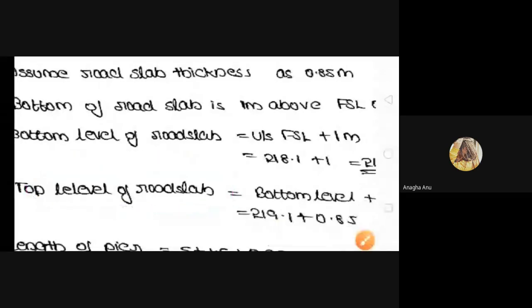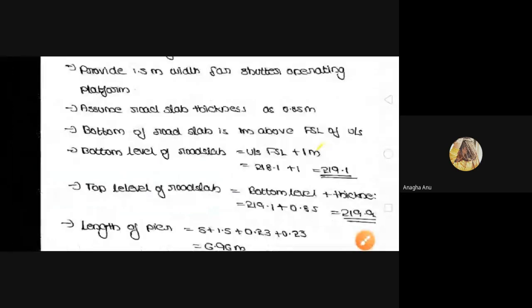219.95. So the step will be like this. Top level of road slab equal to bottom level plus thickness, that is 219.1 plus 0.85. So we get the value as 219.95. Okay, that's all about the design of cross regulator.